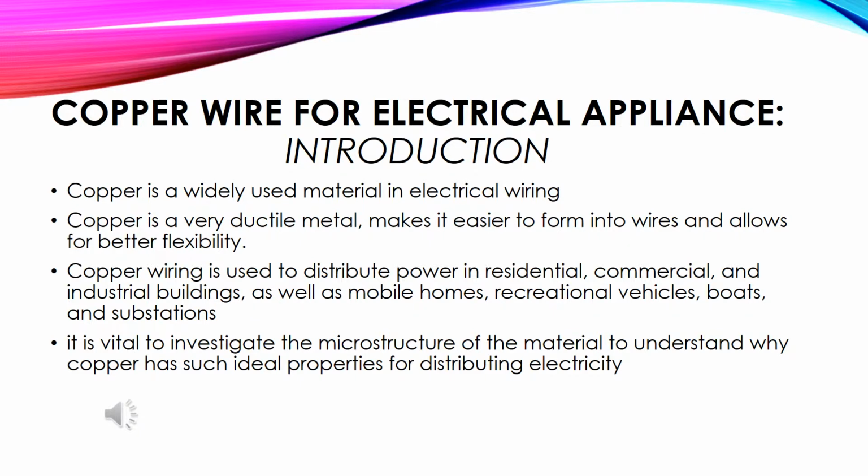As a result, copper wiring is used to distribute power in residential, commercial, and industrial buildings, as well as mobile homes, recreational vehicles, boats, and substations. To understand why copper has such ideal properties for distributing electricity, it is vital to investigate the microstructure of the material.